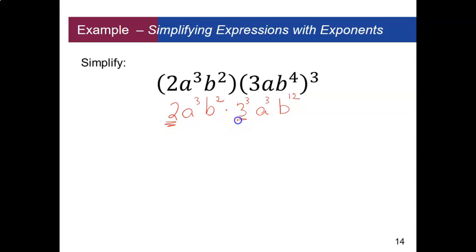So I'm going to go back and simplify this. I'm going to multiply the numbers together. So 2 times, this is 27. So 2 times 27 is going to give me 54. I'm going to combine my a's together. And since I have like bases that are being multiplied, I'm going to add my exponents. So 3 plus 3 is going to give me 6. And then I'm going to add my exponents on the b's, and I'm going to get 14.